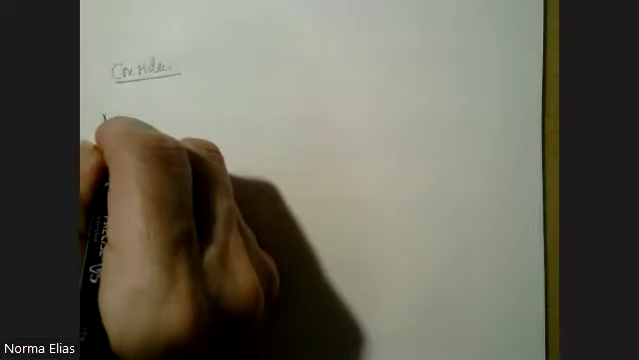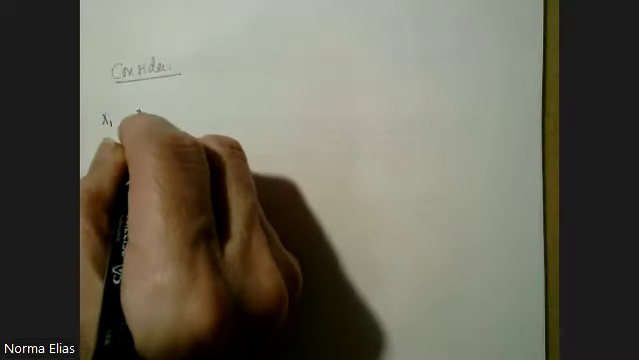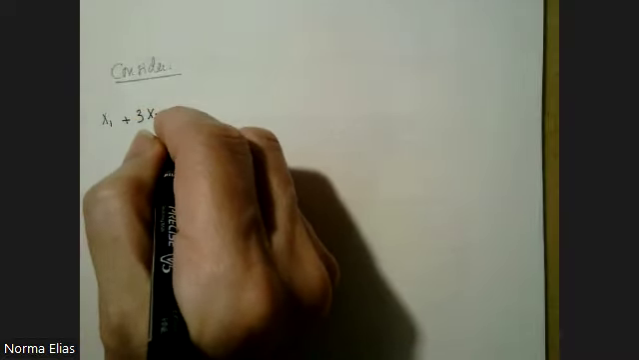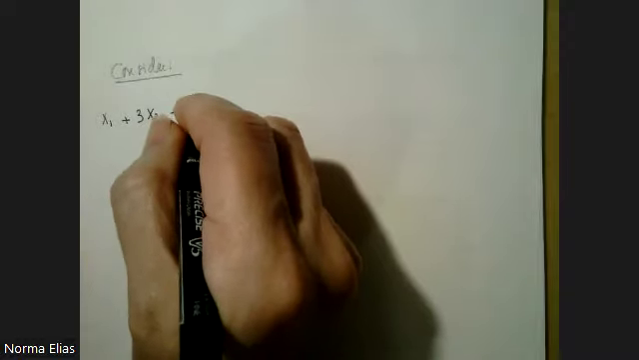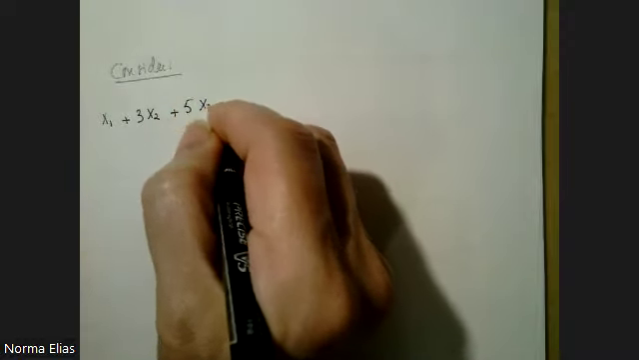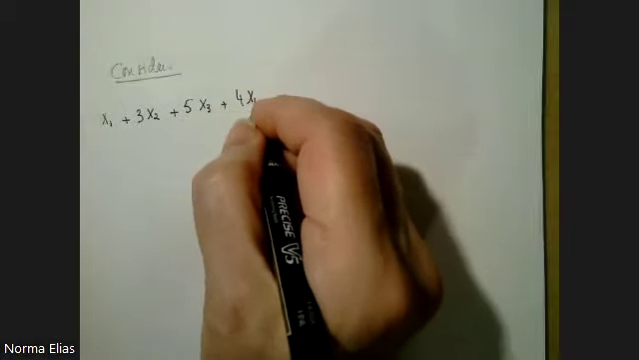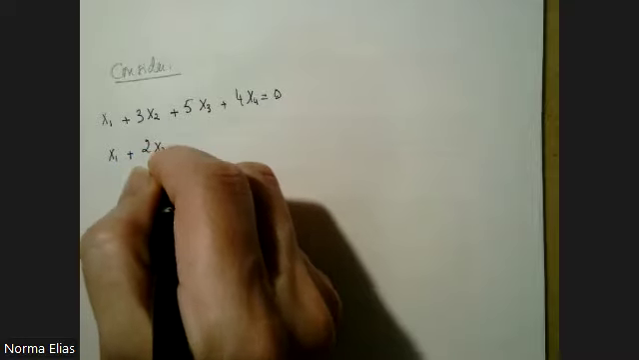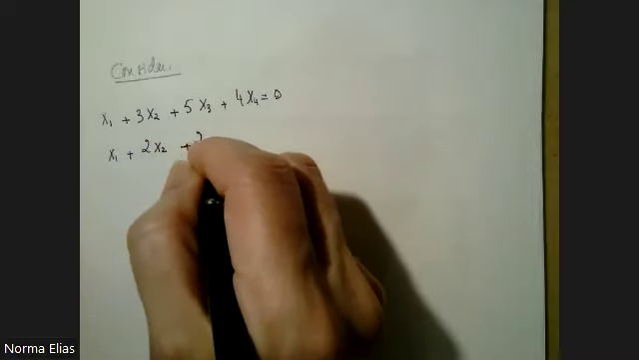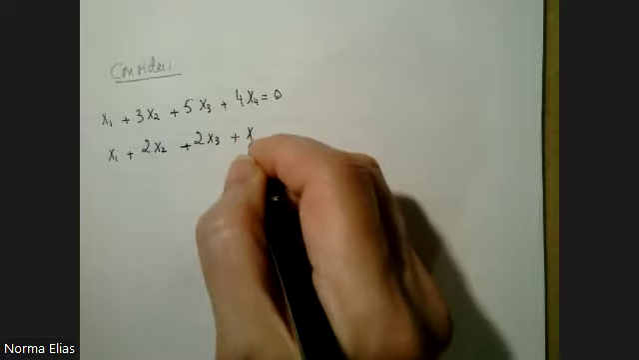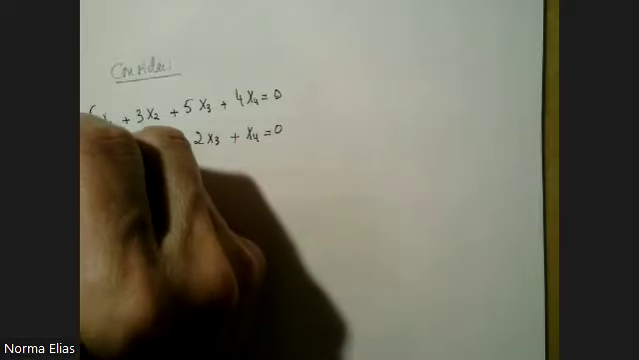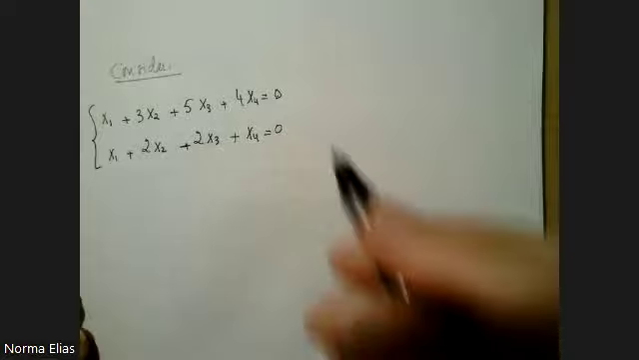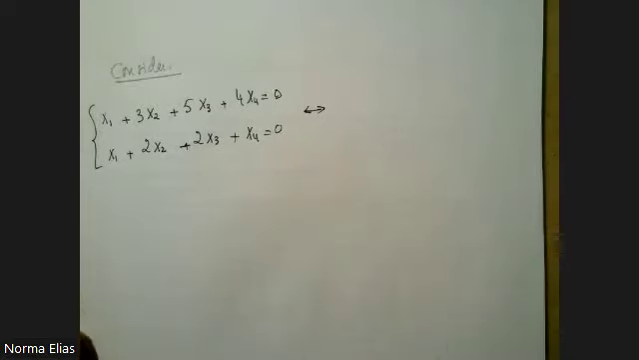x1 plus 3x2 plus 5x3 plus 4x4 equal to 0. x1 plus 2x2 plus 2x3 plus x4 equal to 0. So that's again a homogeneous system. And I would like to write this using matrix form.